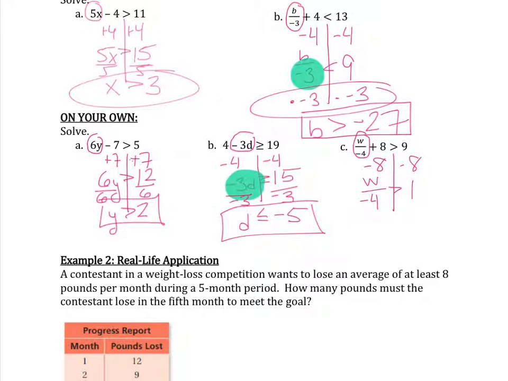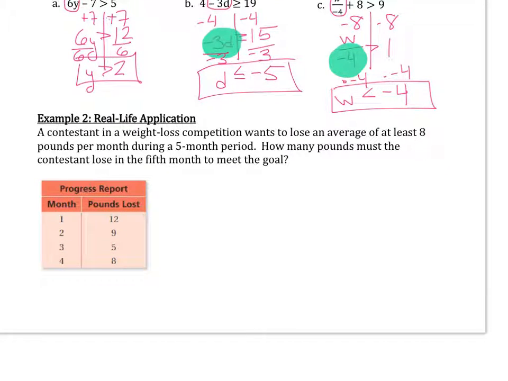Now again here we have the divided by a negative value. So whenever we go to undo and multiply by negative 4, we have to do the big switch. So we'll end up with w is less than negative 4 as opposed to greater than. So hopefully those 3 weren't too bad.